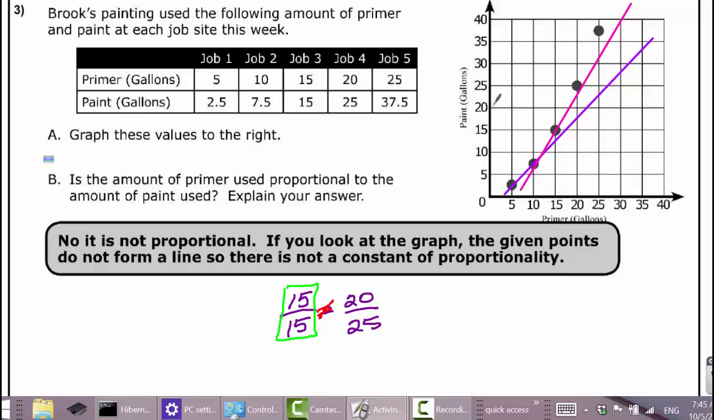So our two ways of telling proportional: one is, do they form a straight line? Two is, are the ratios equal to one another? In this case, they are not, so we know this is not a proportional relationship.